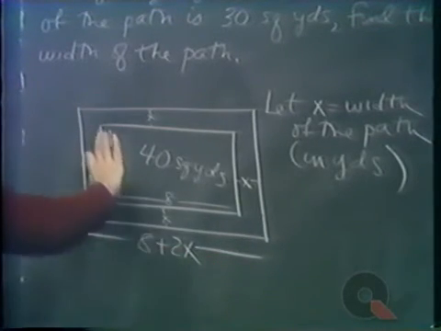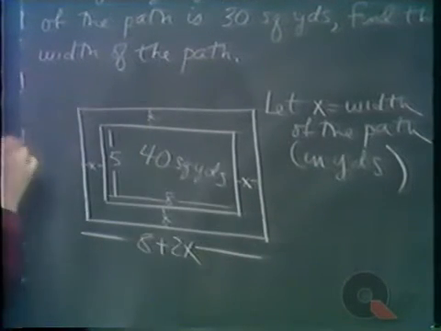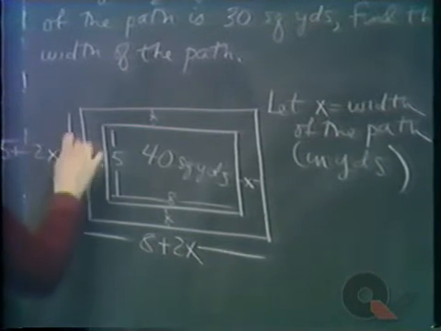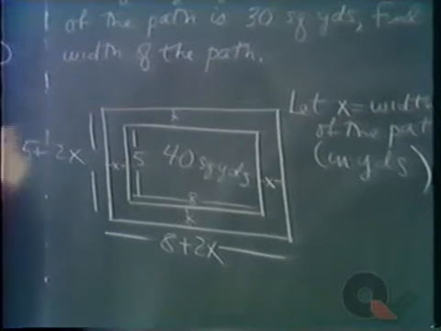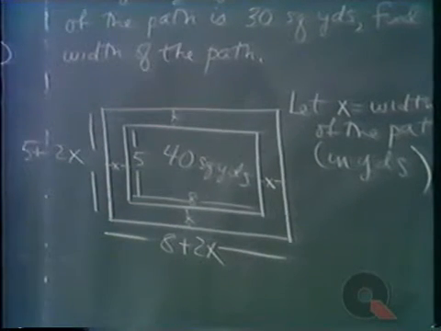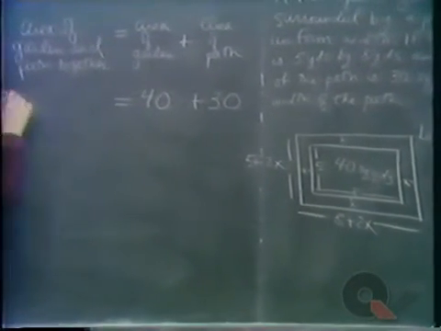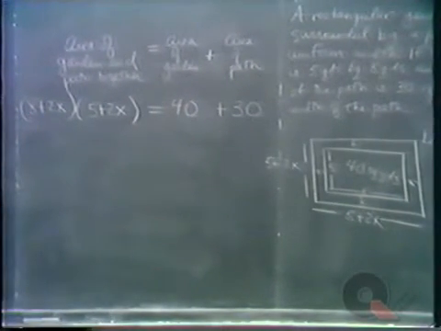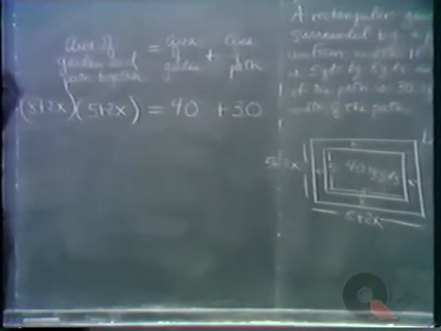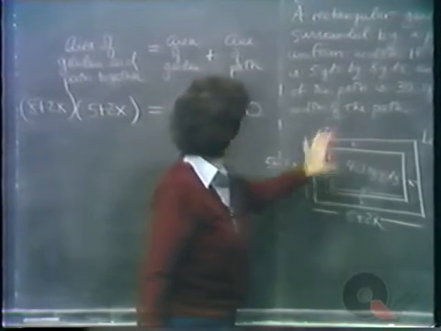Similarly, the width, which was 5 from here to here, we're adding x on either end. So the width of the entire plot is 5 plus 2x. So the area of the garden and the path together, a large rectangle, is going to be length times width. It's going to be 8 plus 2x times 5 plus 2x. And we have written down an equation which expresses the words of the problem. We have the area of the garden and the path together is equal to the area of the garden plus the area of the path.